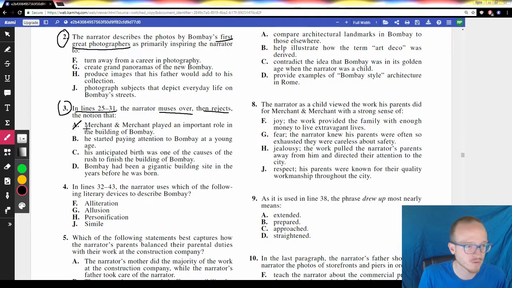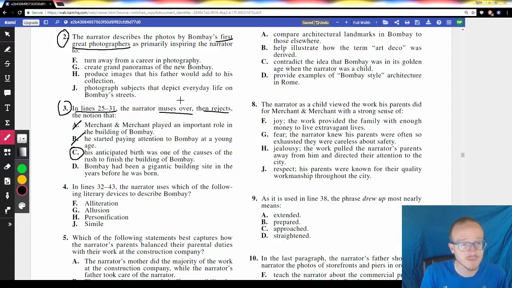"Merchant played an important role." No, that's vague. "He started paying attention to Bombay at a young age." So this is something that he muses over, but does not reject. This is something that he accepts as true. "His anticipated birth was one of the causes of the rush to finish the building of Bombay." That sounds exactly like what we were reading about. And "Bombay had been a gigantic building site in the years before he was born." This is, again, something he does muse over but does not reject, right?